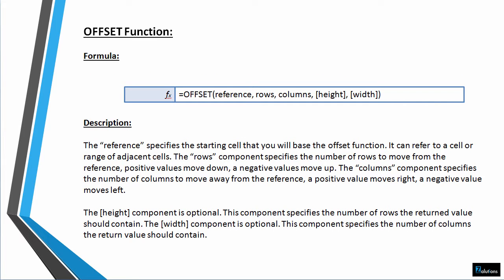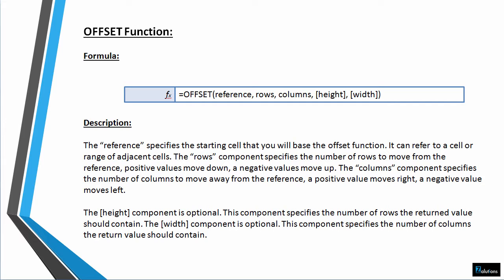The OFFSET function allows you to reference a location in a workbook by referencing how many rows and columns it is away from some base location. The formula is given by =OFFSET(reference, rows, columns, height, width). The reference specifies the starting cell that you will base the OFFSET function from. It can refer to either a cell or a range of adjacent cells.